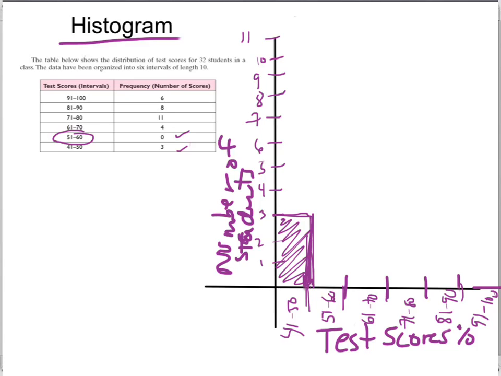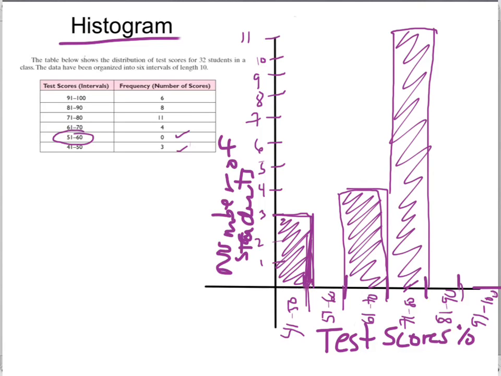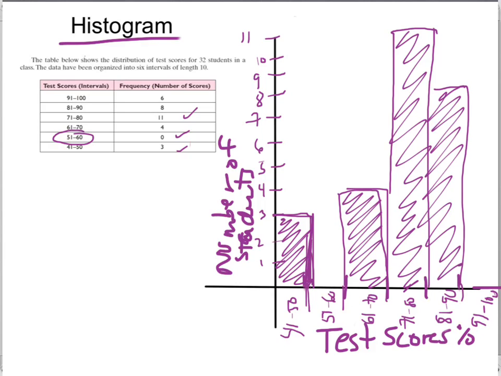61 to 70, so we should have 4 students there, so we make a rectangle at 4 here. Okay. And then 71 to 80, there's 11 students, so we go all the way up to 11. And then we have 8 and 6, so 8 in the next one, right here, and 6 in the last one. And so there's our histogram, and we probably want to title it. We always want to title it. So let's say test scores.